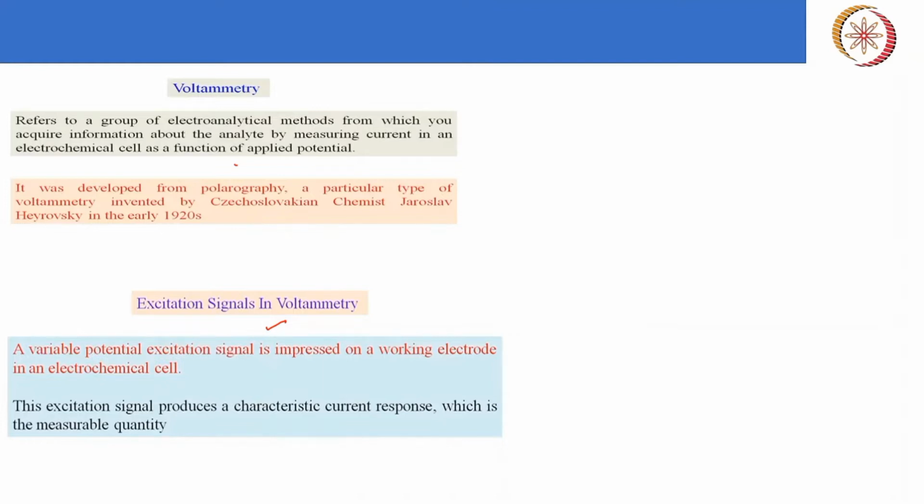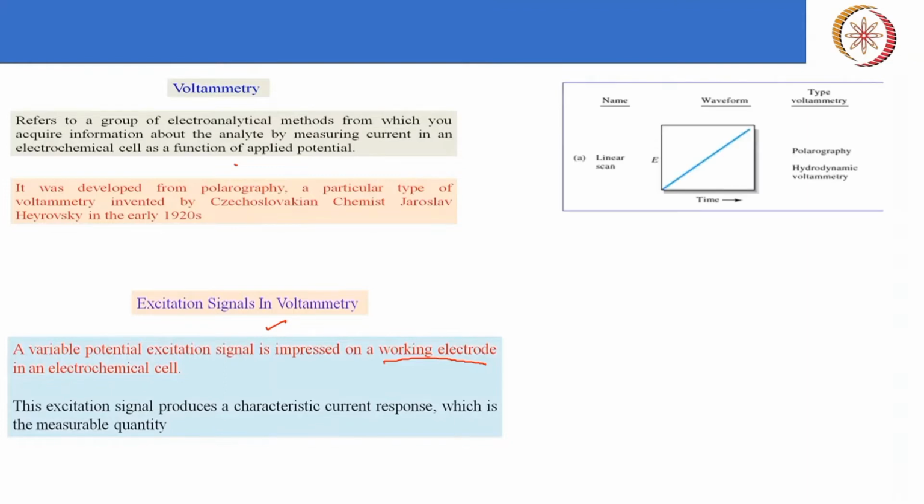You can excite the system in different forms, one being variable potential excitation, and this excitation of the potential is applied at the working electrode. We will discuss in more detail the electrochemical cell, the working electrode and the reference electrode. We already discussed the reference electrodes, but we will discuss in more detail the working and counter electrodes and their functions in the next few slides.